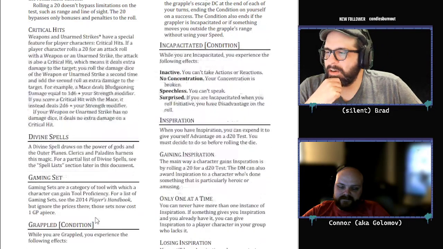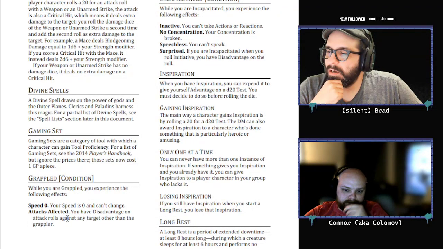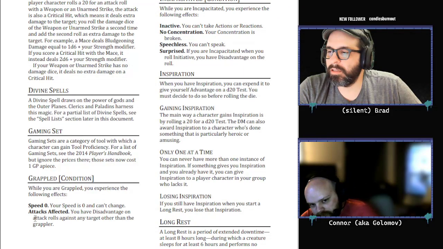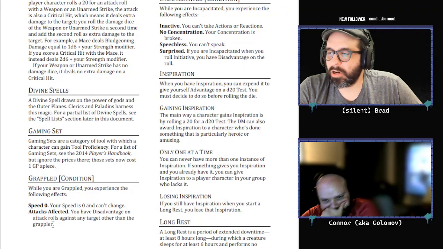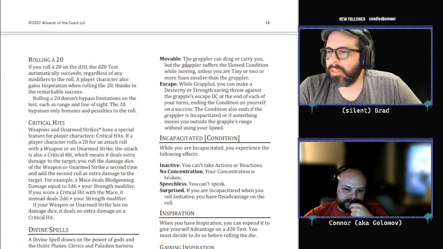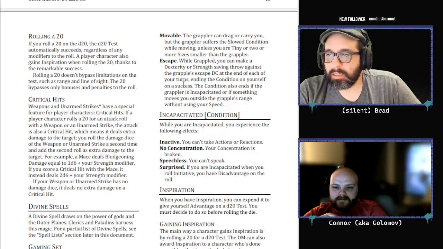So moving on, they added a little extra to the grappled condition. I think the speed is the same, but disadvantage on attack rolls has been opened up to any target other than the grappler. I believe that is a change. The grappler suffers the slowed condition while moving if they're dragging you around, unless you're tiny or 2 or more sizes smaller than the grappler. So there's a new condition, which is interesting.